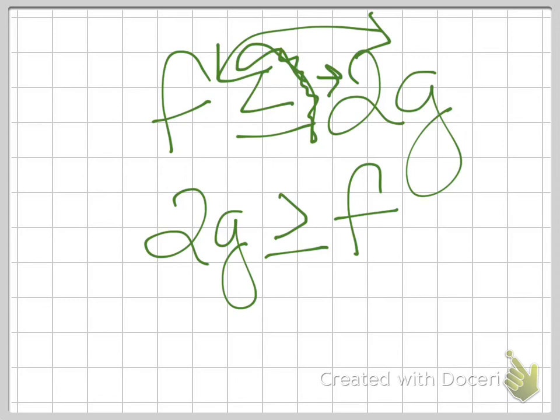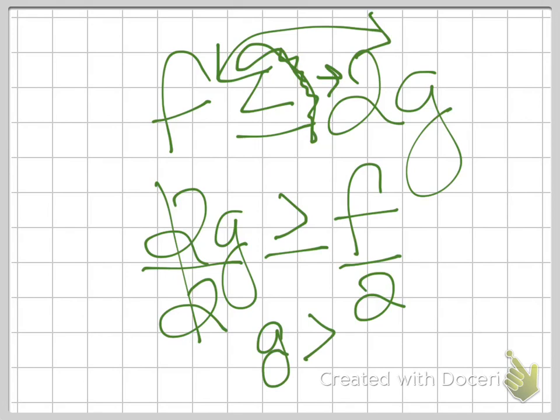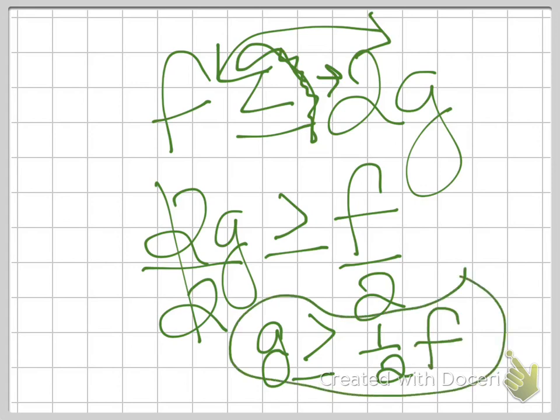So now all I have left to do is divide all things on all sides by what? 2. Sounds great. I did not divide by a negative, so my sign stays the same. And then that would be 1/2 F. So that's my rearranged equation.